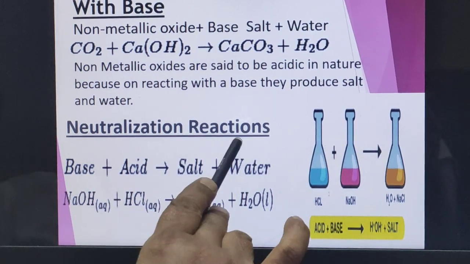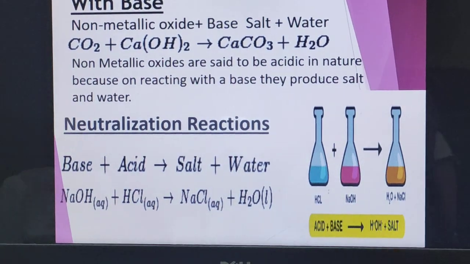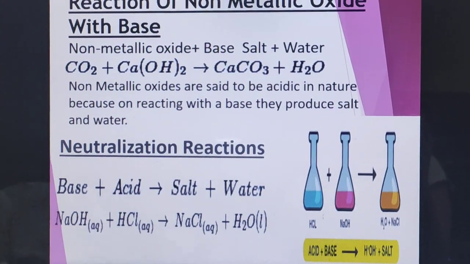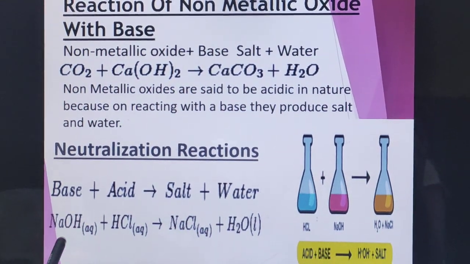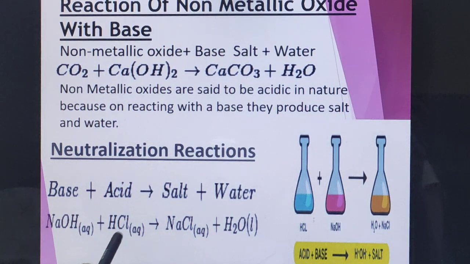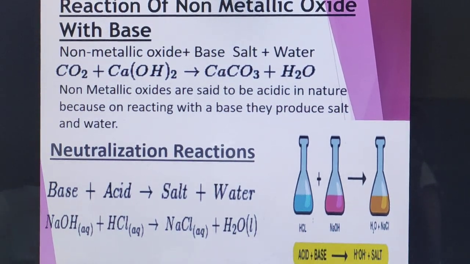Last is the neutralization reaction, which we have already done in the previous chapter also. Base reacts with acid to give you salt and water. NaOH will react with HCl, and will give you NaCl plus H2O.